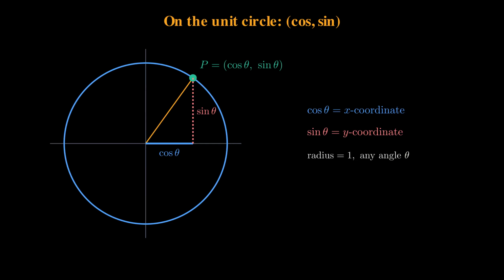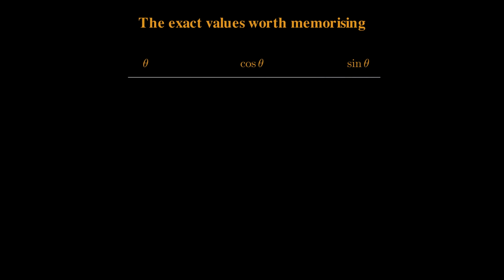And because the point can go all the way round and round again, the angle can be anything at all. Past 90 degrees, past 360, even negative. A handful of angles come up constantly, and their values are exact, not decimals, worth committing to memory. At 0, cosine is 1 and sine is 0. At 90 degrees, it's the reverse.